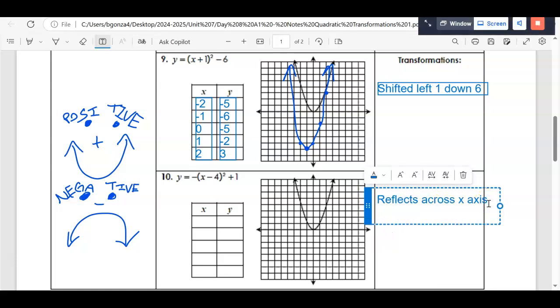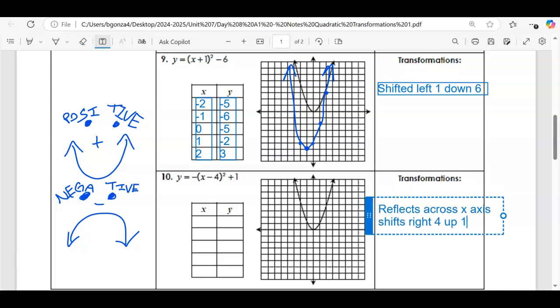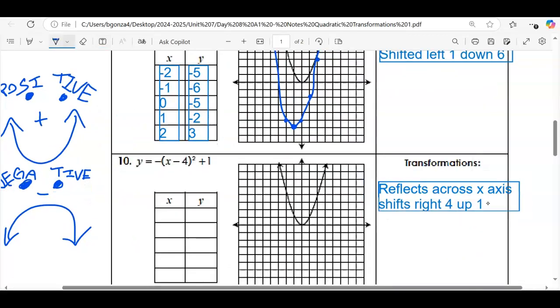And shifts, spelled it right 4 and up 1. So again, without even my table, I could go right 4, up 1, and then I could sketch it going down because that's what this negative does right here. Okay?